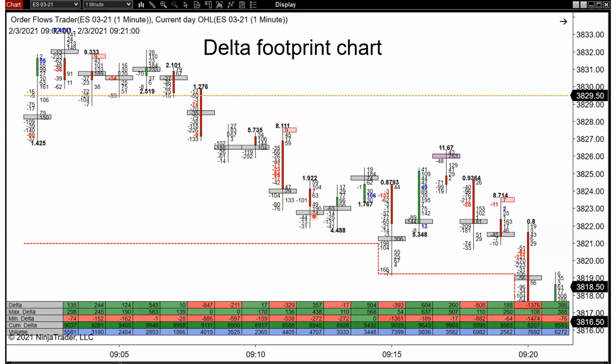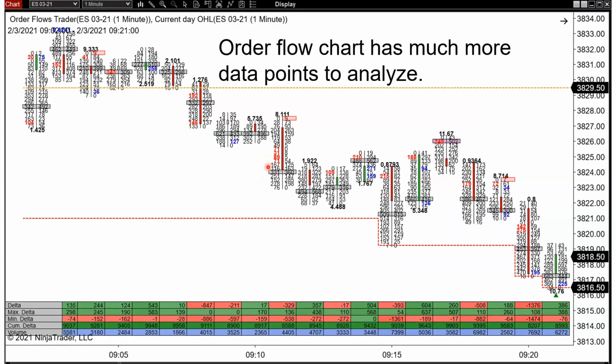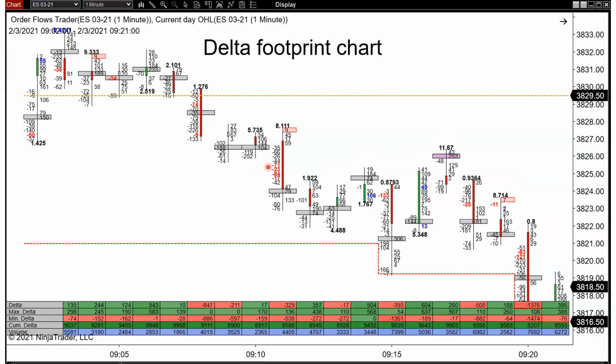I did a whole course over a year ago on delta and how to use bar delta to find good trading decisions. You'd be amazed at the amount of information that you can use just by looking at a delta footprint chart. That takes it a step further than your normal bid-ask footprint chart.